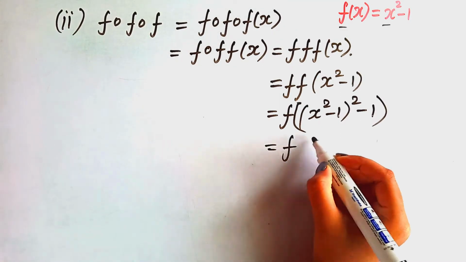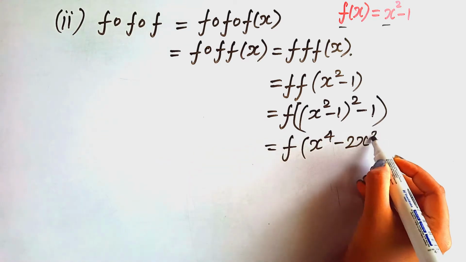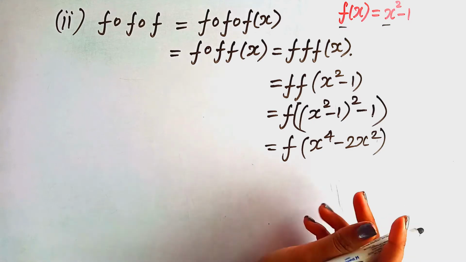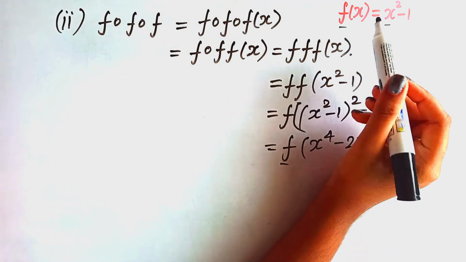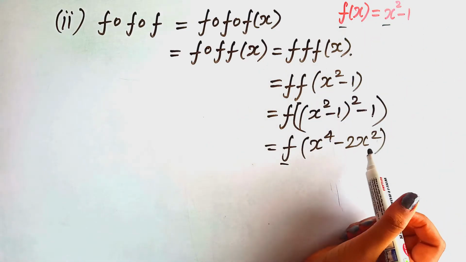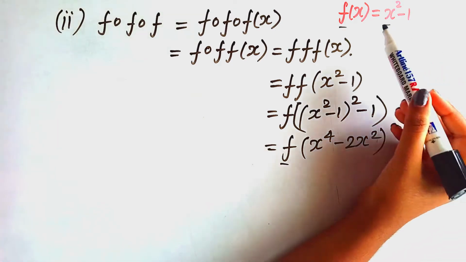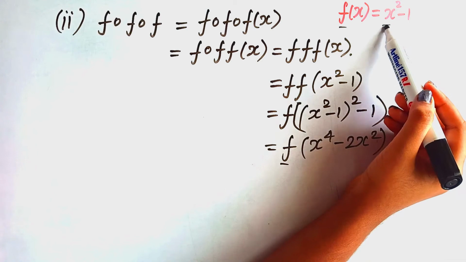So f of x power 4 minus 2x square. So substitute பண்ணிட்டோமா? இப்போ என்ன பண்ணலாம்? இங்கே ஃபங்க்ஷன் f இருக்கு, and இங்கே ஒரு ஃபங்க்ஷன் f இருக்கு, and in the place of x we have x power 4 minus 2x square. So what you have to do? You have to substitute x power 4 minus 2x square in the place of x, right?